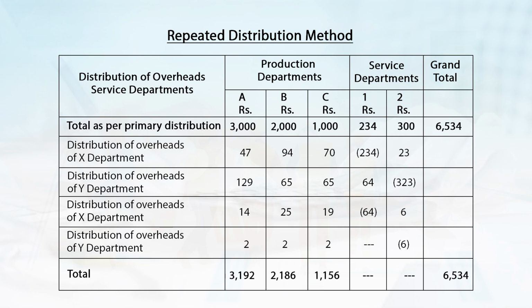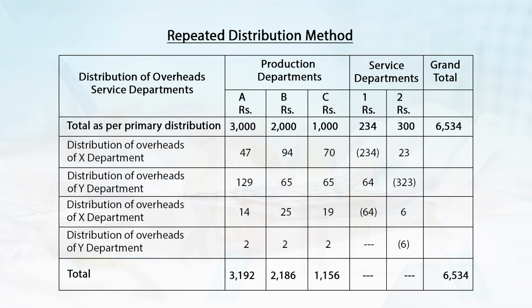Third column is for service department X and Y, and last is total column. Total as per primary distribution given in the example is for production department A rupees 3000, for B rupees 2000, for C rupees 1000, for service department X it is given rupees 234, and for service department Y it is given rupees 300, making total of rupees 6534.